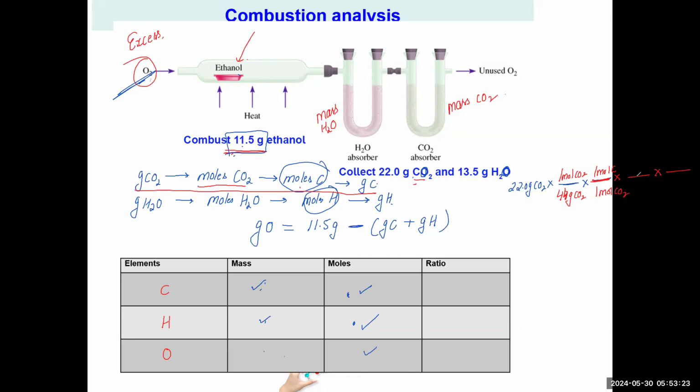Stop here. Do the calculation. I think I've taken one extra ratio here. I'm going to erase it. Stop here and get the moles of carbon, because I need to know moles of carbon, right? How many? 0.5. Plug in here.